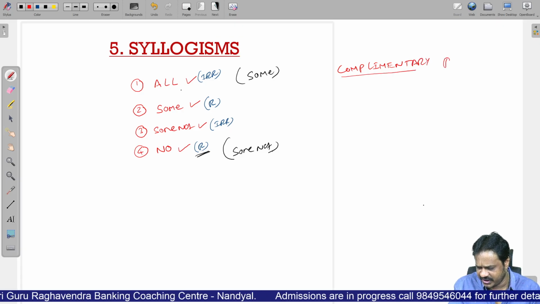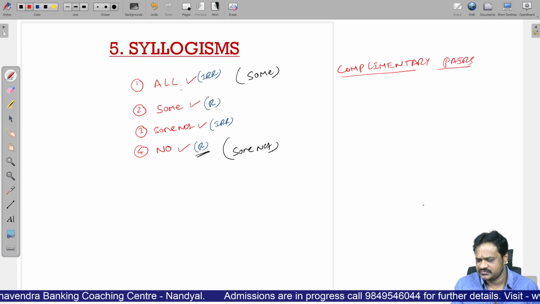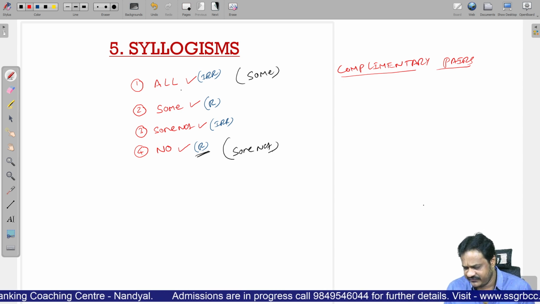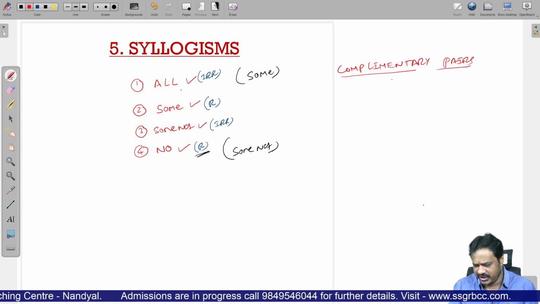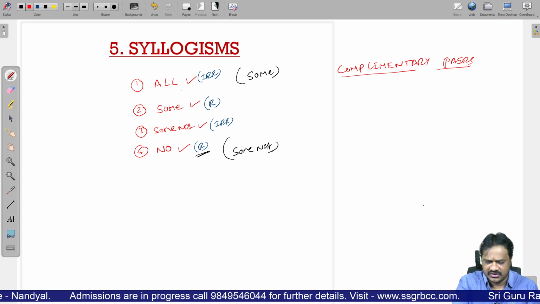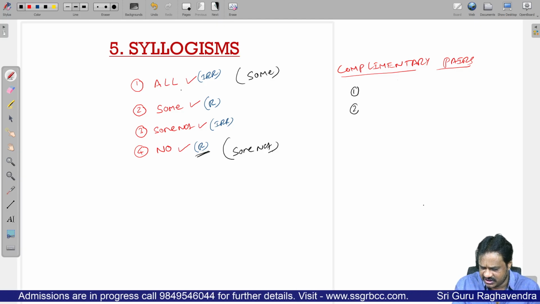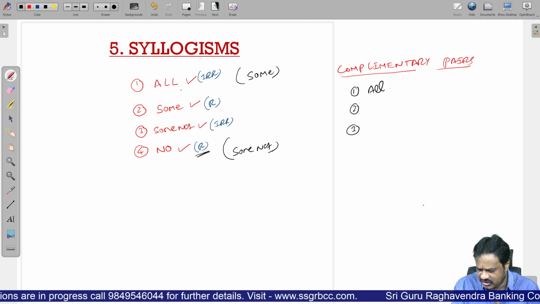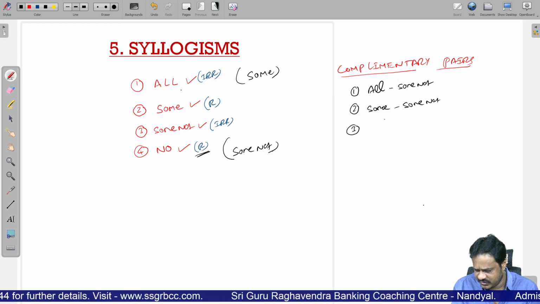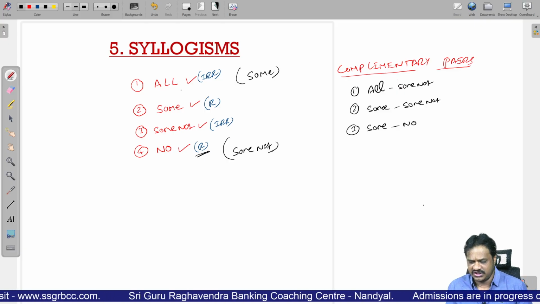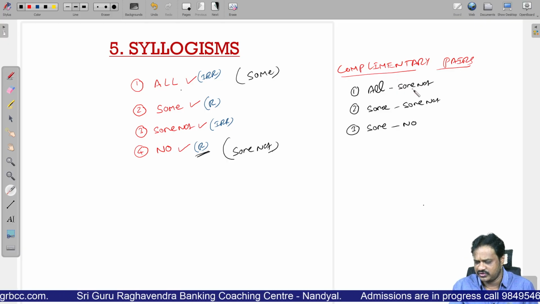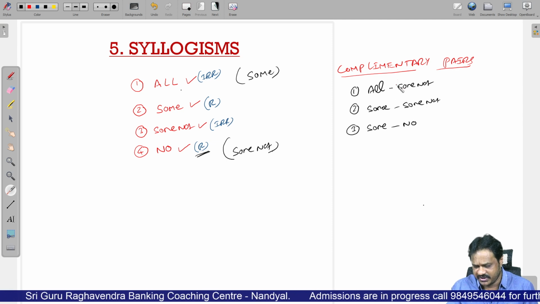Complementary pairs. When there is no relation between any two elements, then if three things are given, that is called complementary pairs. One is all, some not. Second one is some, not. Third one is some and no. These three are called complementary pairs. A set of two things is called a pair. Complementary pairs means all, some not; some, not; some, no.